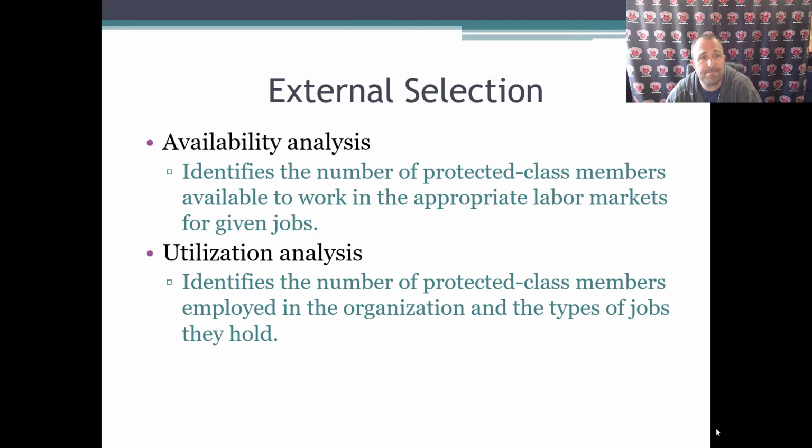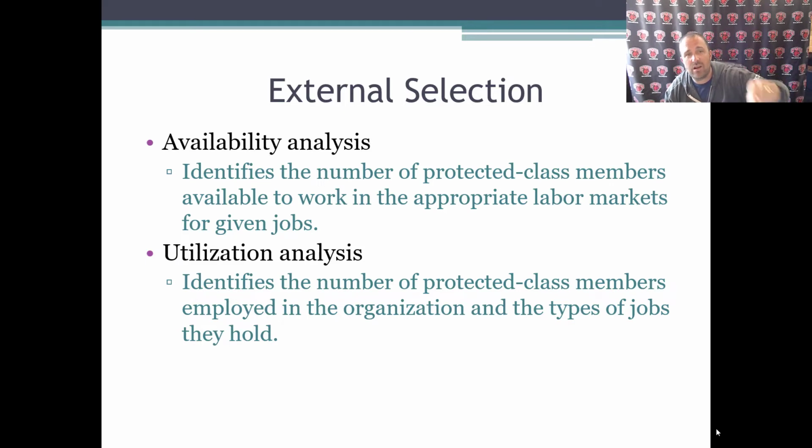There's adverse impact. So that's internal. External selection. So availability analysis, you can get this with a quick Google search, census, all kinds of stuff. There's different ways to get it. But it's just the number of people available in the labor market, the composition. What do they look like? Is it 60% men? Is it 40% men? Is it 8% Asian? Is it 80% Asian? What's in the labor market, right?